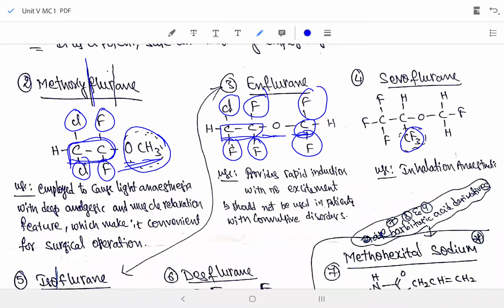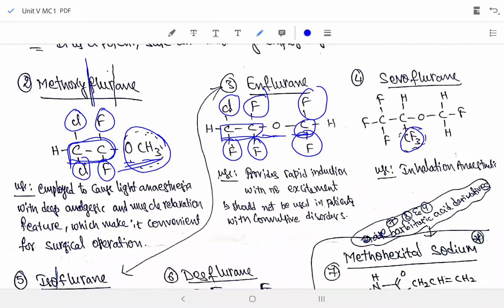Chlorine is here and fluorine is here, an interexchange of the positions. Fluorine goes here, chlorine comes here in case of isoflurane. The molecular formula is the same for enflurane and isoflurane.